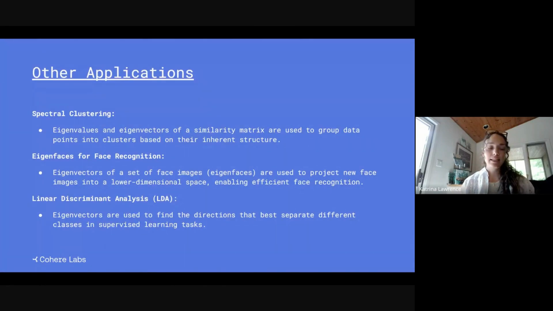And lastly, there's linear discriminant analysis, known as LDA. Eigenvectors are used to find the directions that best separate different classes in supervised learning tasks. So again, that goes back to your principal component analysis. It basically separates your data, and asks which direction we should separate our data in to have the best decision boundaries. So now we're going to go and work on the math.